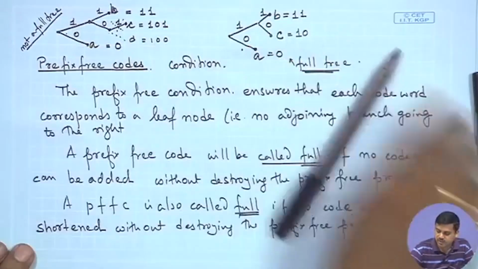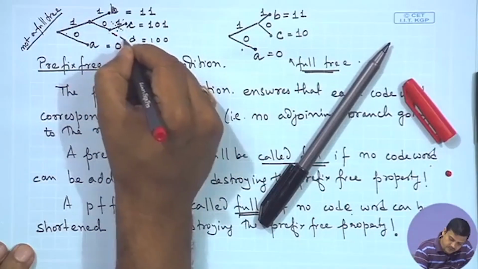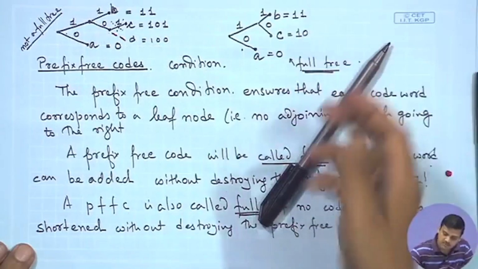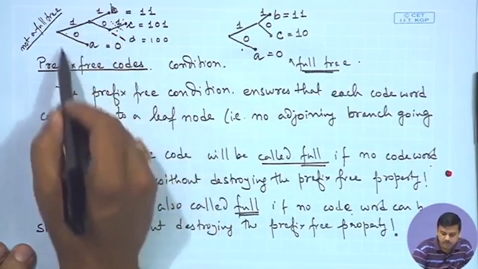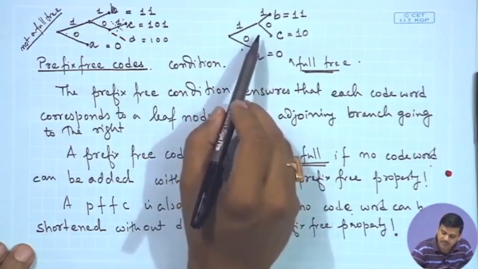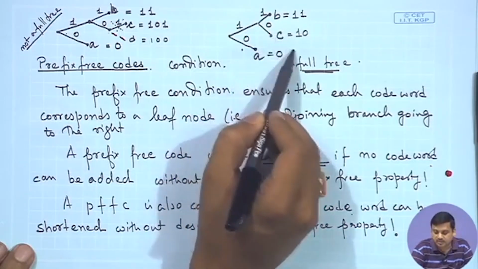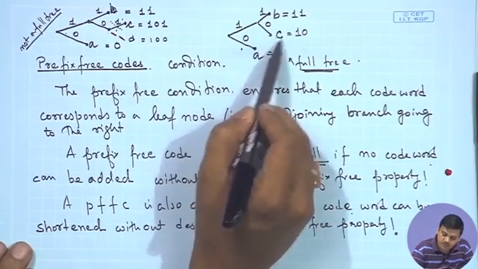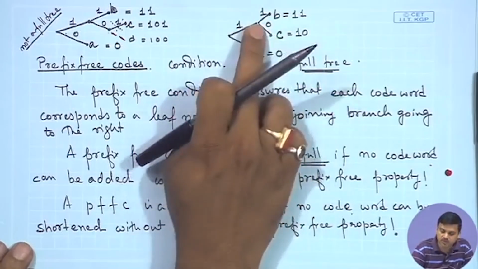If the tree was here, we could say that yes, this is something which I could have added, while if I add this, I am not destroying the prefix free property, and I am still able to remain within the tree structure. But here, if I have to add, I am changing the tree. This will be a different tree if I add it into this. And suppose I shorten C, I want to make it 1 instead of C as 1 0, I want to make it as 1.